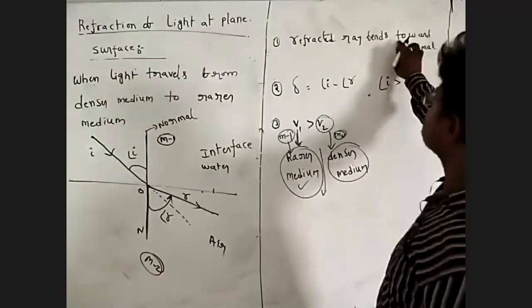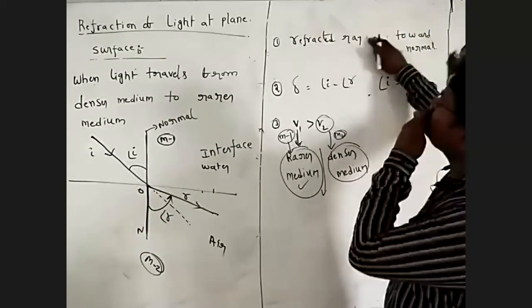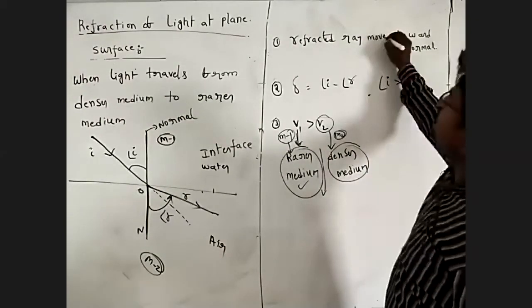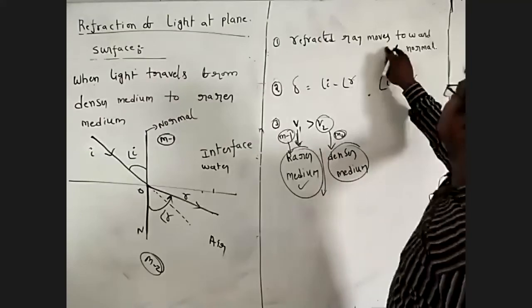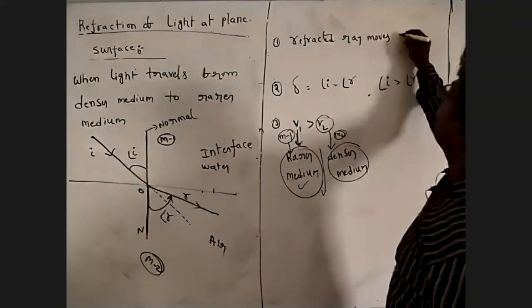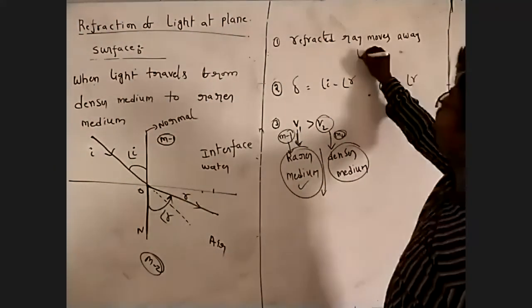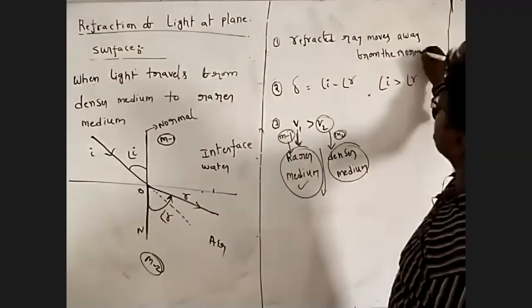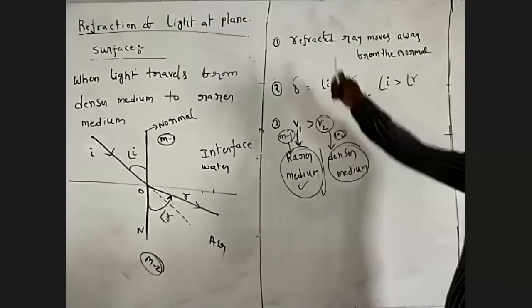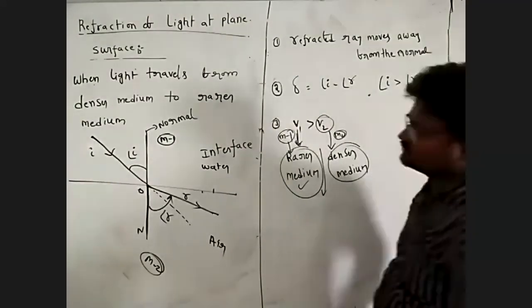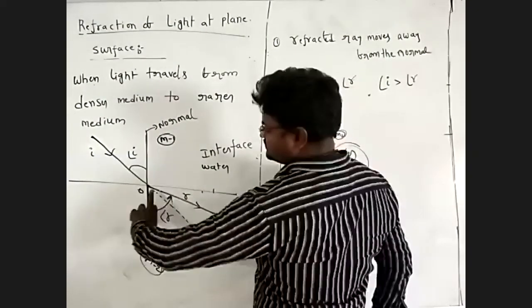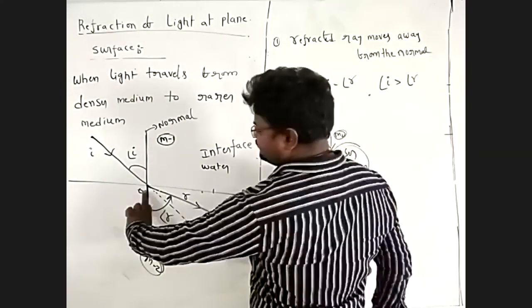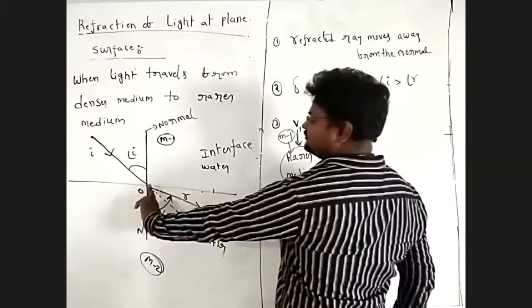The refracted ray bends and moves away from the normal. Refracted ray moves away from the normal. This is the refracted ray. This is the normal. The refracted ray moves away from the normal.